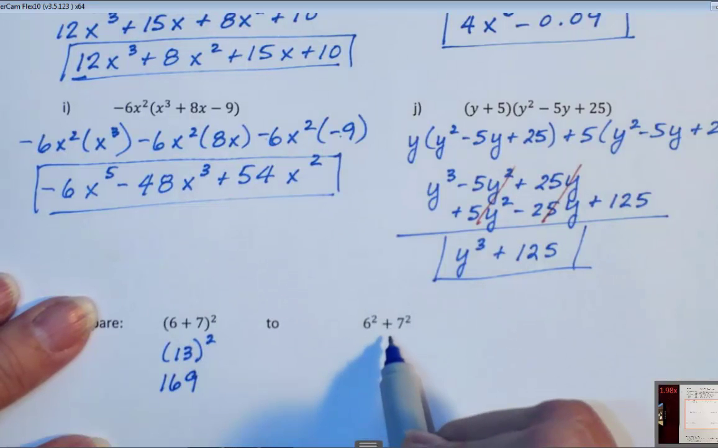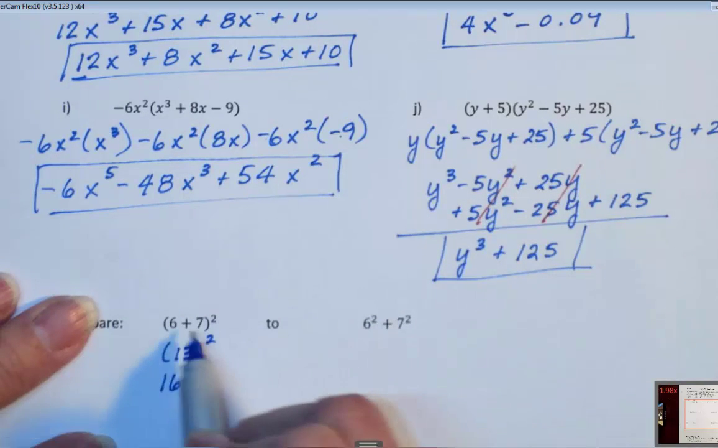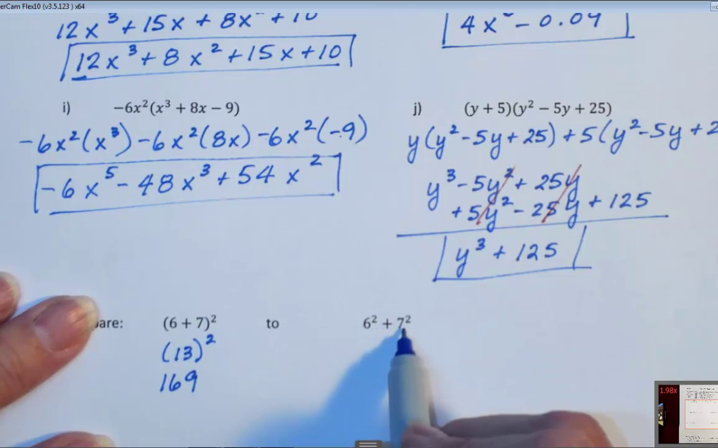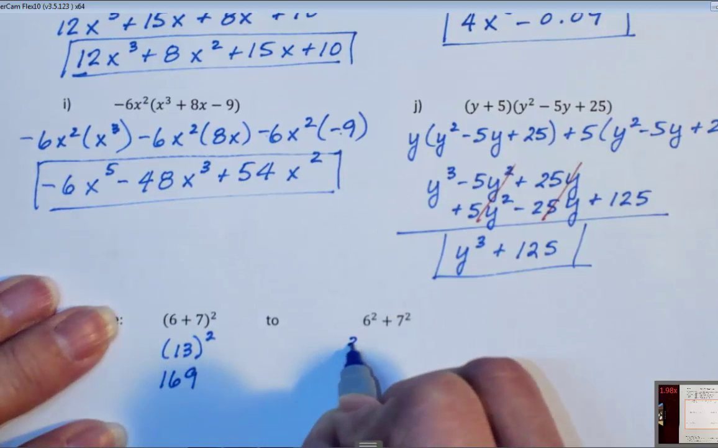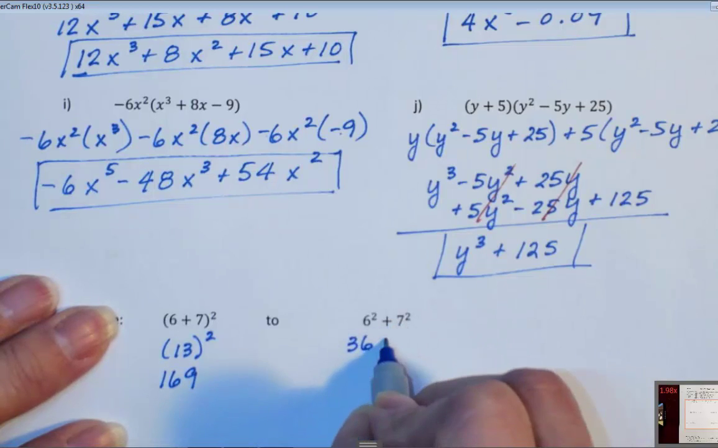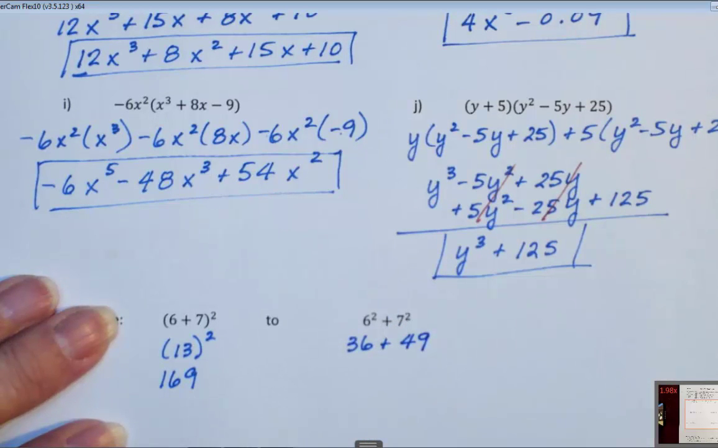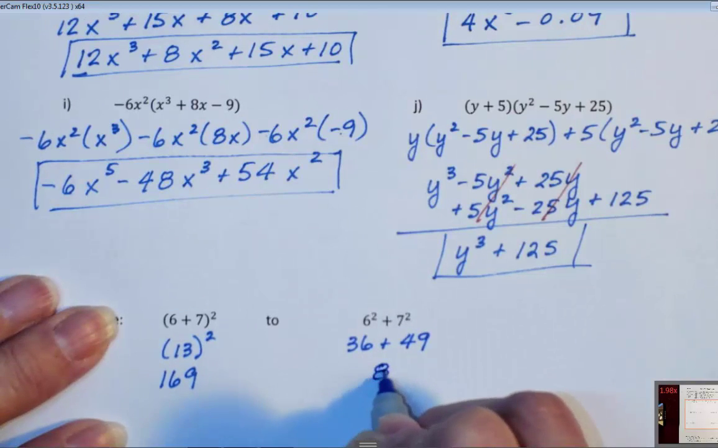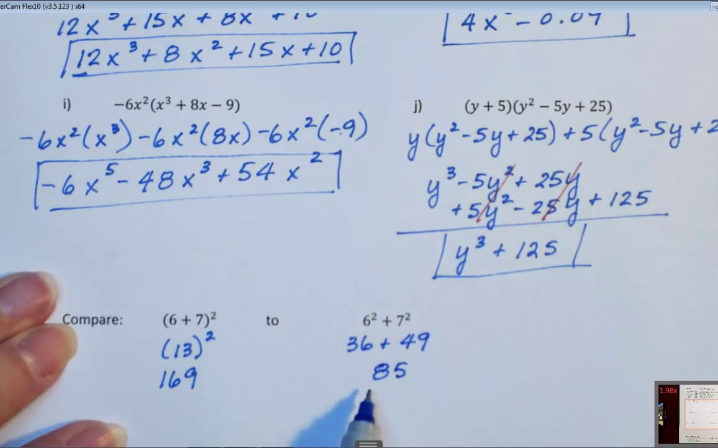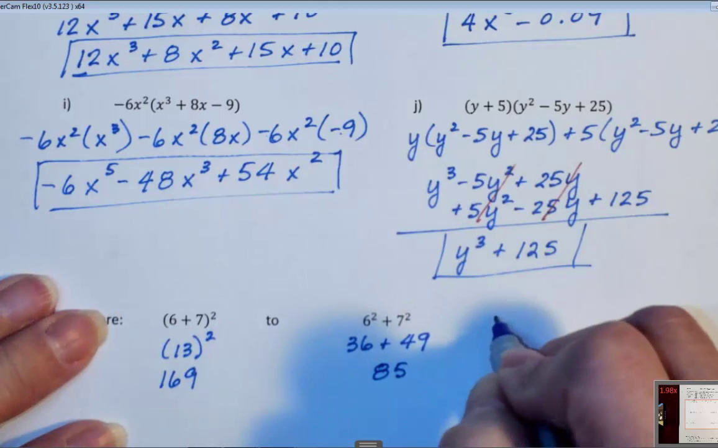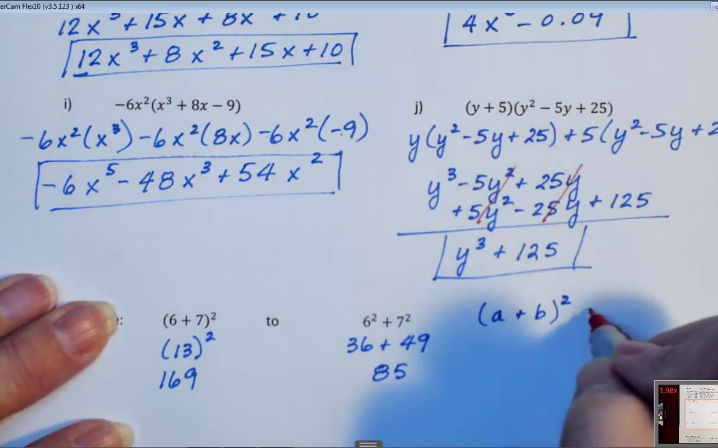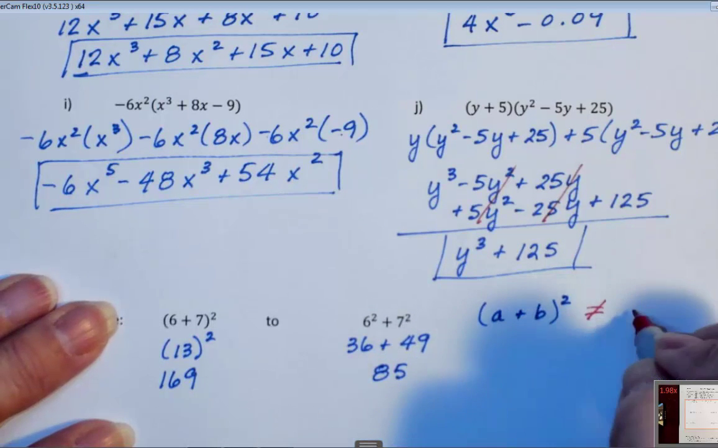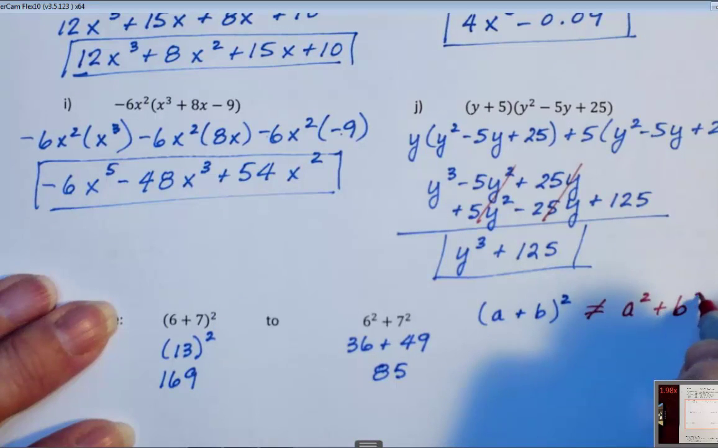Do I get the same answer over here? So, is (6 plus 7) squared the same as 6 squared plus 7 squared? Can I take that square and bring it into the parentheses and get the same answer? Well, 6 squared is 36, and 7 squared is 49. 36 plus 49 gives me 85. Are they the same answer? No. Therefore, if you're given a plus b and told to square it, do not, bad, write it as a squared plus b squared. It is not the same.